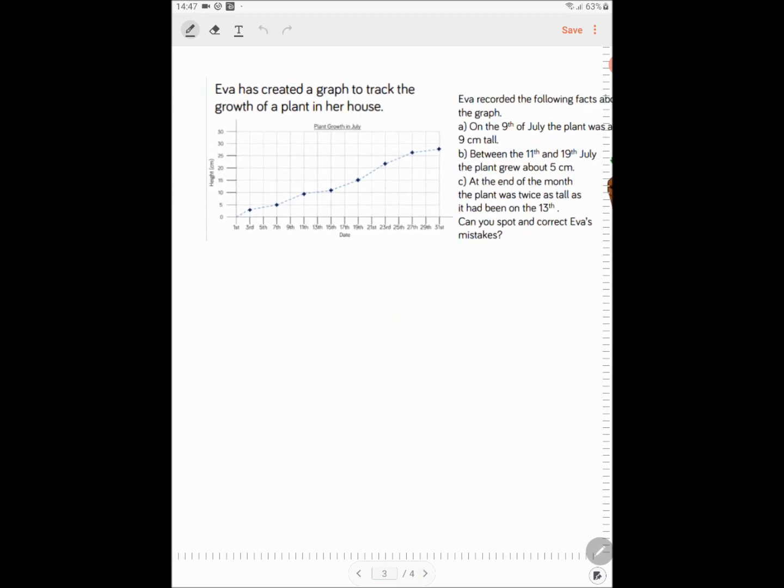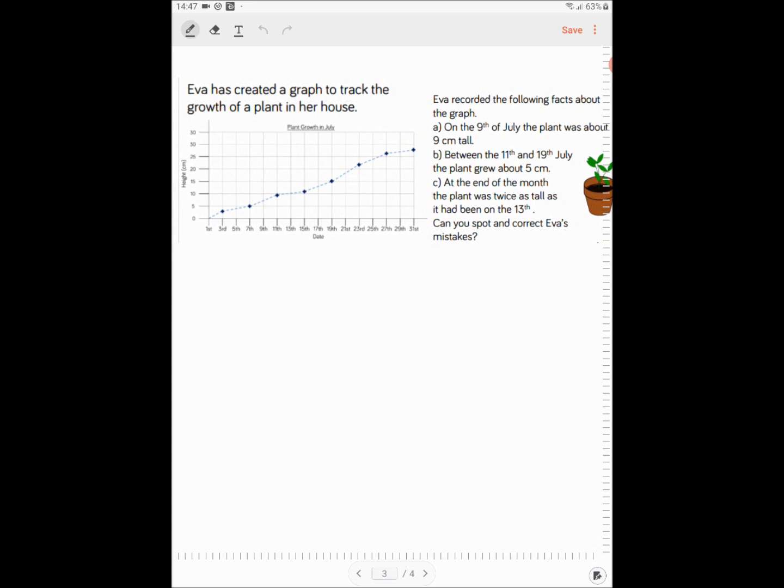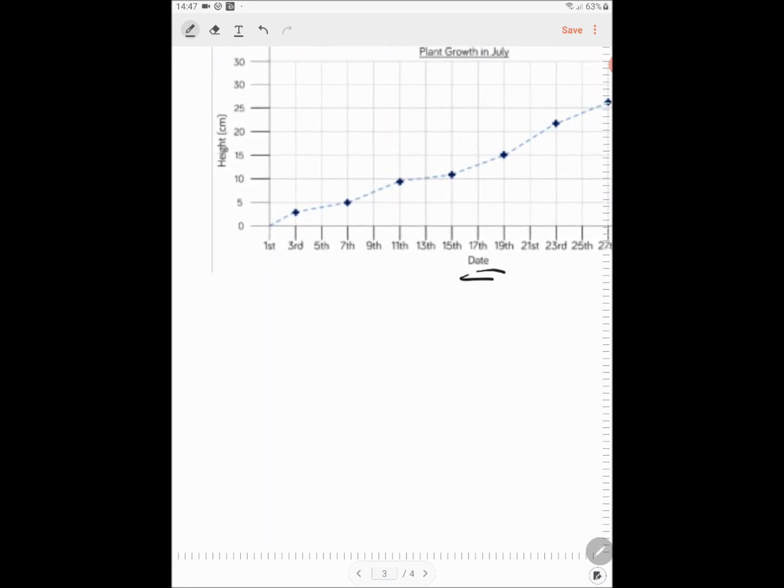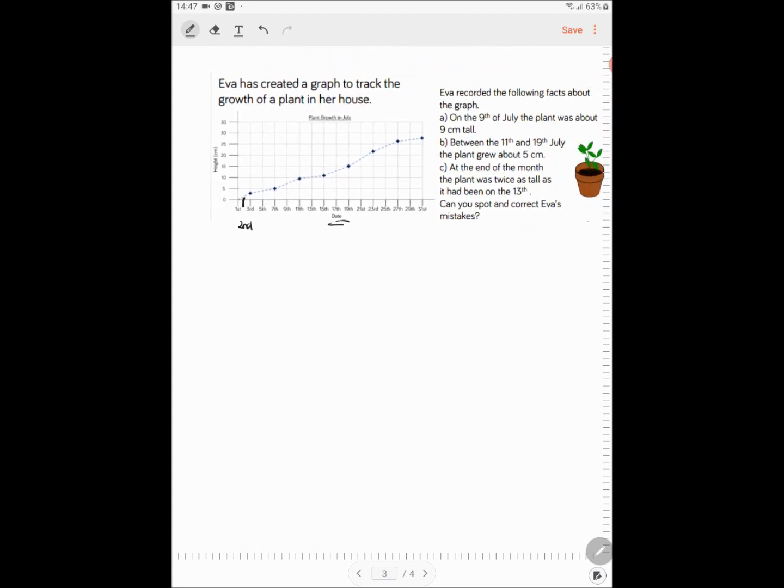Right, so Eva has created a graph to track the growth of a plant in her house. Eva's recorded the following facts about the graph. Now, we need to look at the data first. Along the bottom, we've got 1st, 3rd, 5th, 7th, 9th, 11th, 13th, and so on. And it's dates. Now, obviously, we don't jump 1st, 3rd. We go 1st, 2nd, 3rd. So we've got to look at the gaps in between as well. So if we're thinking about this type of graph, that would be the second. So you need to be aware that that's actually there when you're working with the data.